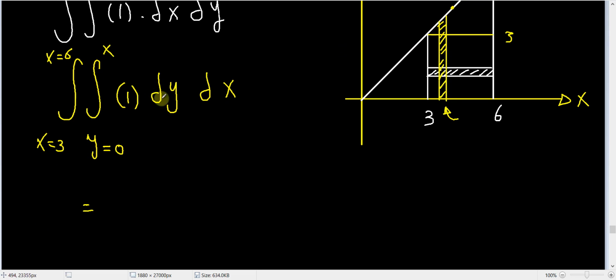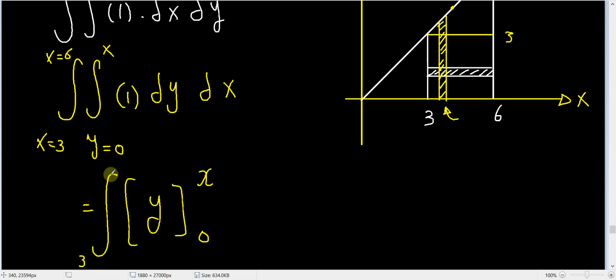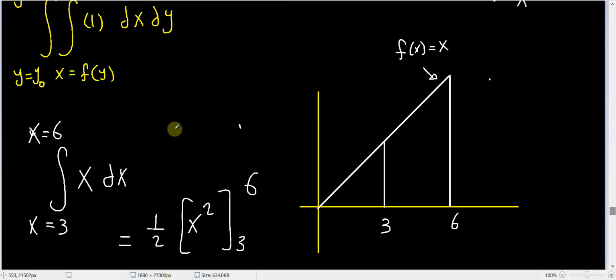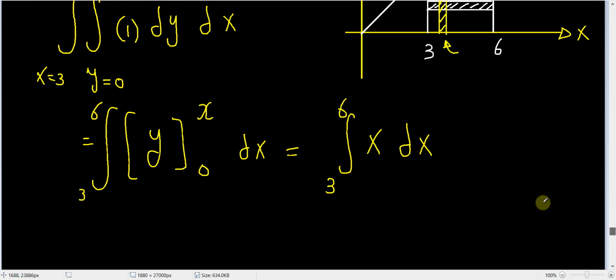And if I perform this integration, I'll find that this is equal to y from 0 to x, and here I have the integration from 3 to 6 of dx. Now this is equal to the integration from 3 to 6 of x minus 0, which is x, multiplied by dx. Remember, this is actually the same integration right here. This is this, so this will give me the same result of 27 over 2, which is the same area. So we got the same area using two different approaches, which is quite nice.